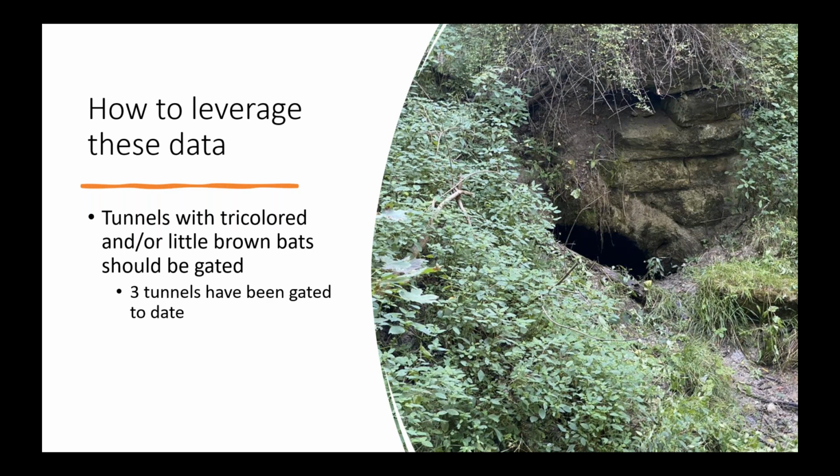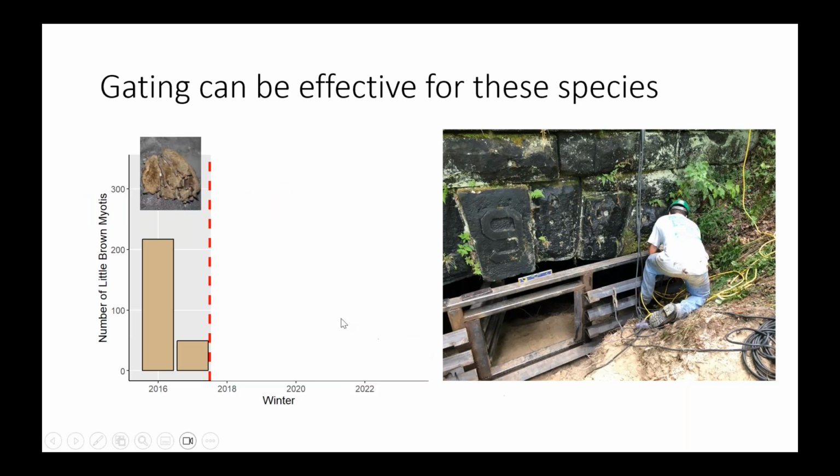Well, I think the first thing that I would like to say is that tunnels with tricolored and/or little brown bats hibernating in them should be gated. And 3 tunnels have been gated to date, thanks to the Ohio Department of Transportation, who funds and orchestrates this gating work. So why do I say they should be gated? Well, let's look at the data. Remember this story I told you earlier: in 2016, just before I had met Chris, he had surveyed this site where they had over 200 bats one winter, and then the next winter they had found a whole bunch dead, and it was down to about 40 individuals. The red line in this graph represents it being gated after that second winter of data.